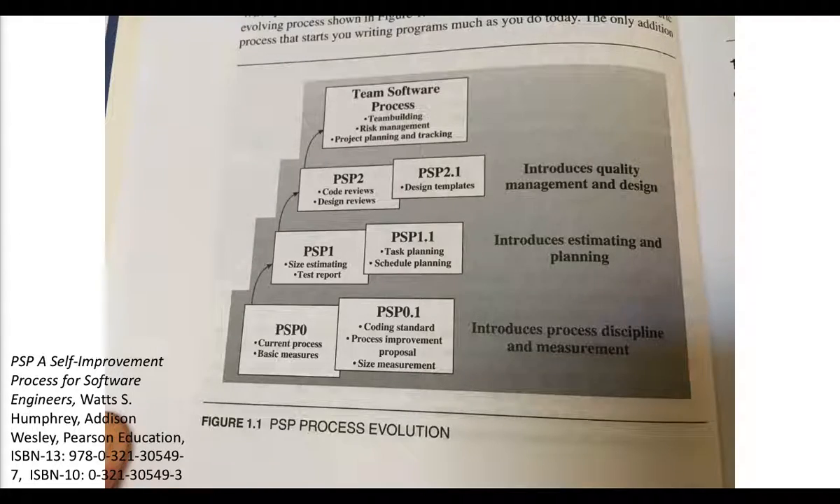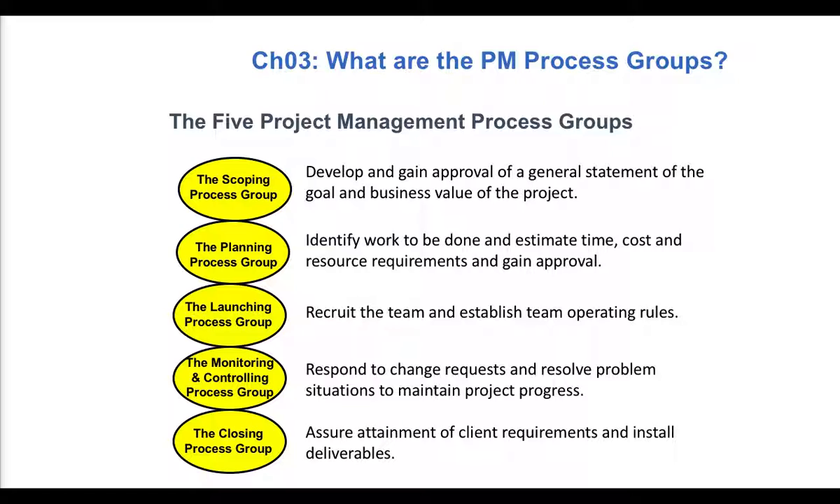So I've already talked through the personal software process. The 5 project management process areas are scoping, where we develop and gain approval of a general statement of the goal and business value of the project. That should be lightweight, it should be pretty quick, provided we have the data. We may need to go out and get the data on the market or pricing or what have you, but it should be pretty quick to do.